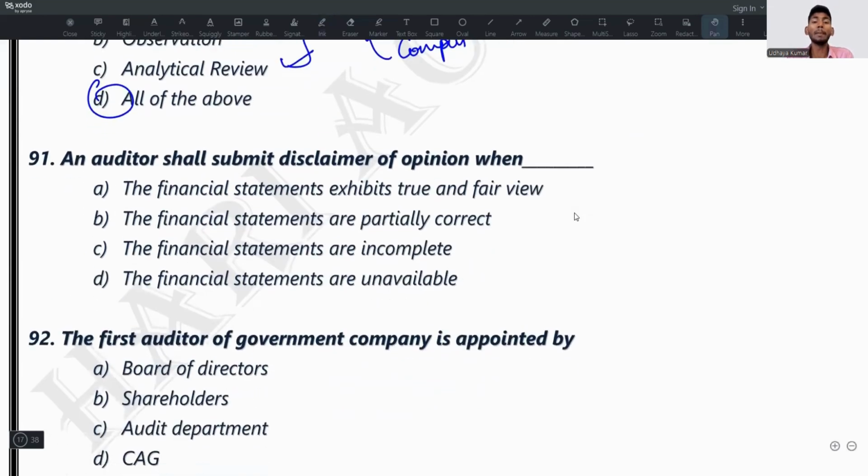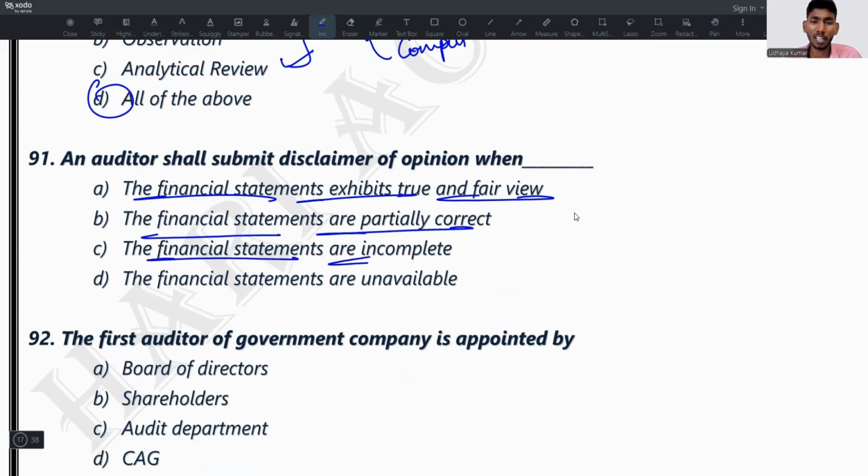An auditor shall submit a disclaimer of opinion when the financial statement exhibits a true and fair view. So will you be expressing a disclaimer of opinion when the financial statement exhibits a true and fair view? No. The financial statements are partially correct, incomplete, or unavailable. I have told you, when the information is unavailable to you, which means you are unable to obtain sufficient appropriate audit evidence, you will be providing what?